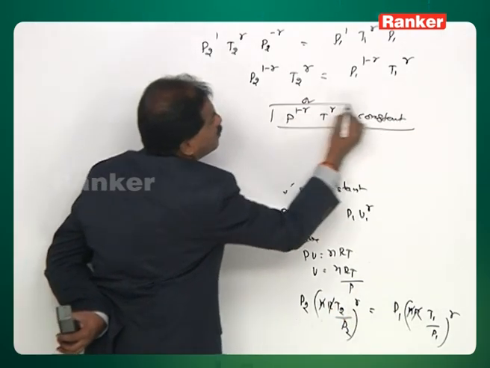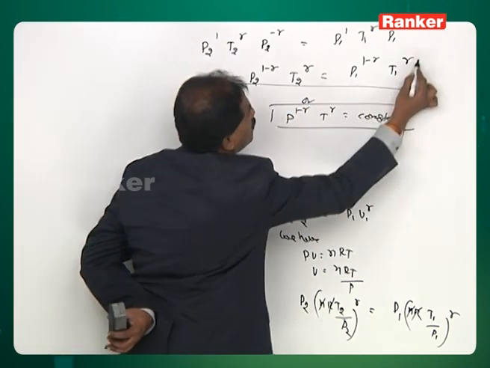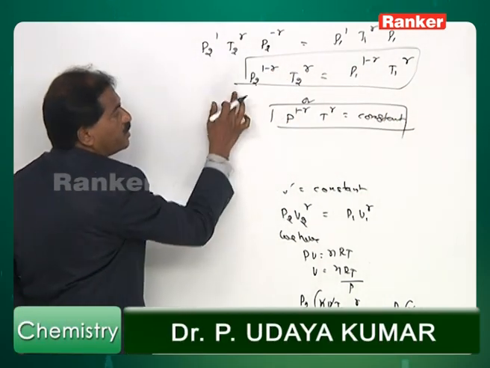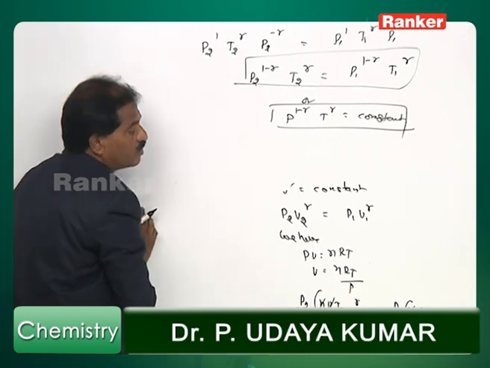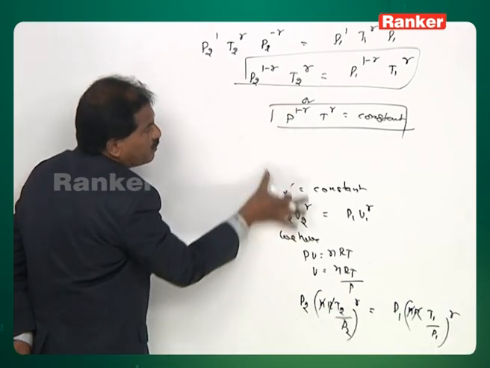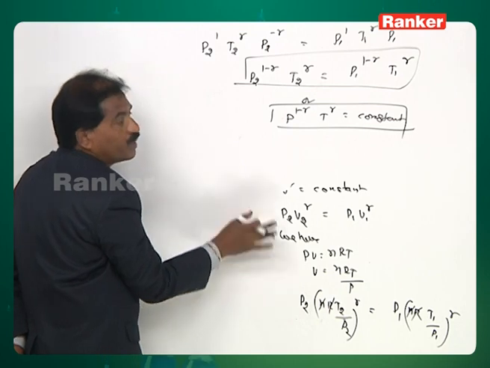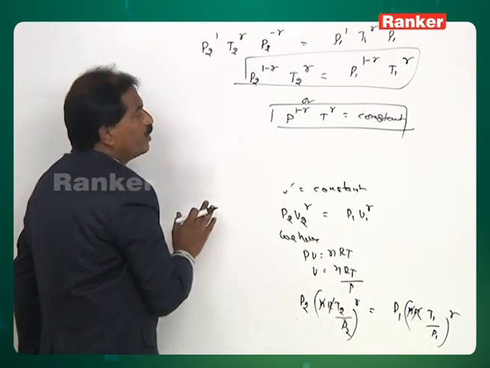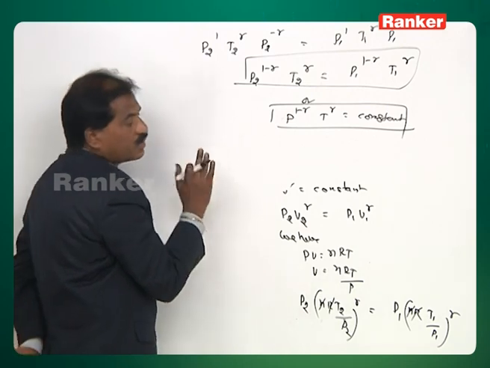So therefore we can use this relation to study the relation between pressure and temperature in the adiabatic reversible process. Therefore, the three relations we have derived so far are applicable only for the adiabatic reversible process. Don't use them for the adiabatic irreversible process.